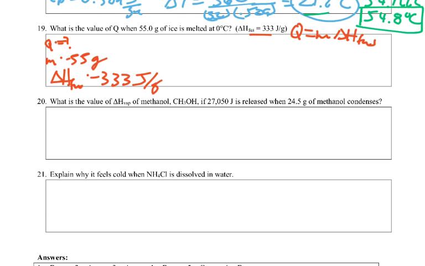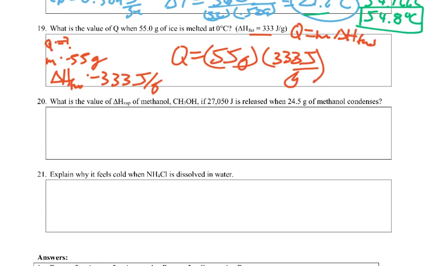This is really messy. So my Q is equal to 55 grams times 333 joules per gram. And on my calculator, 55 times 333, I get 18,315 joules. Now, what's the sign when ice is melted? When ice is melted, okay, if I'm going to go from solid to liquid, it has to absorb energy. So this would be a positive value, 18,315 joules positive.